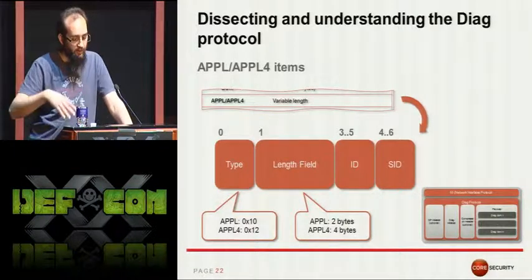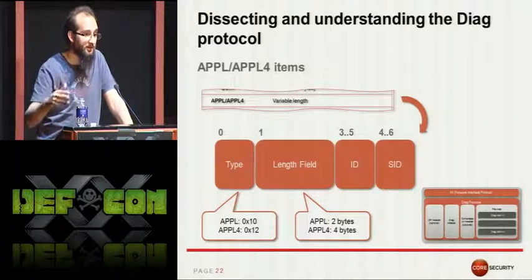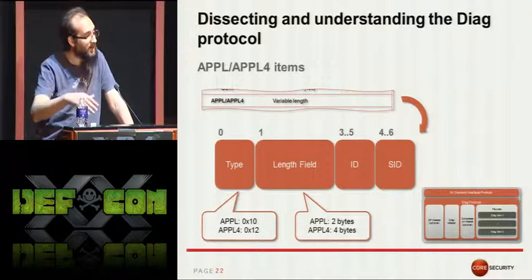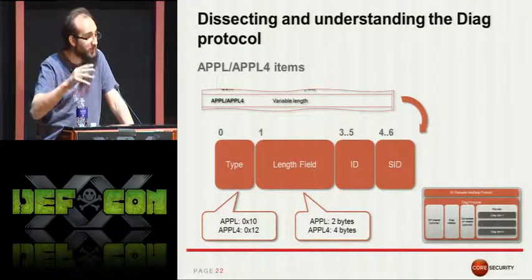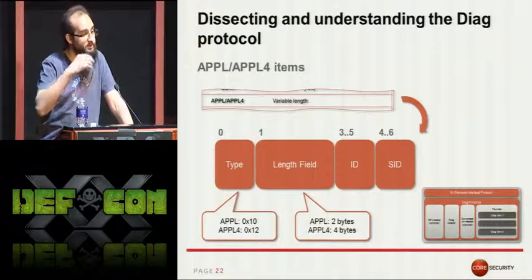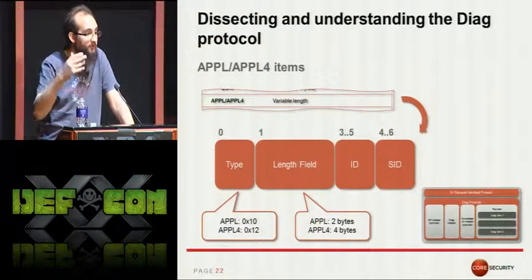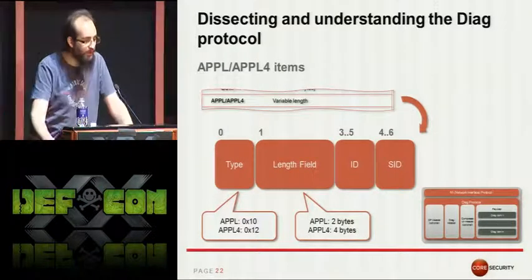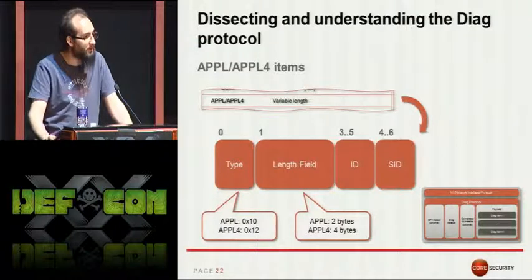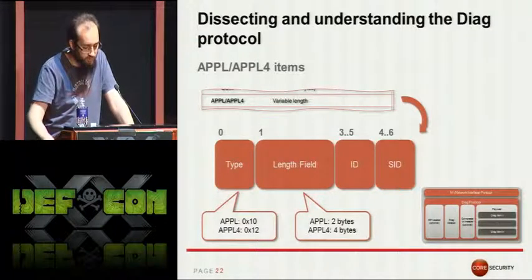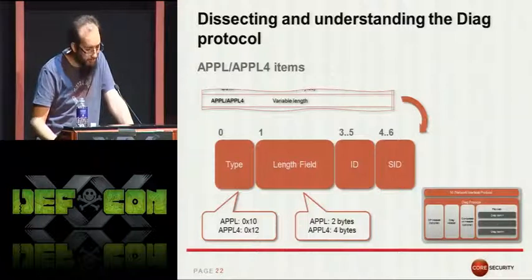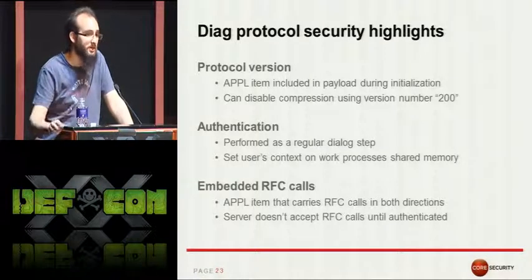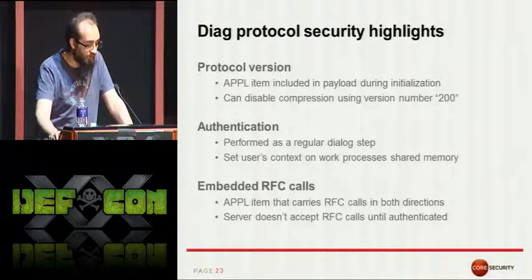So if you look at a DIAG packet, you can find several different items and several different APPL items, each one with its own meaning and its own format. So the combination is really big, and the complexity of each packet is also interesting. There are some highlights, some things that I found interesting during my research.